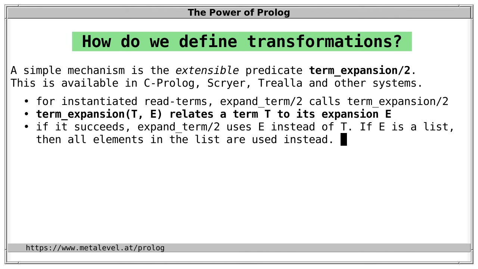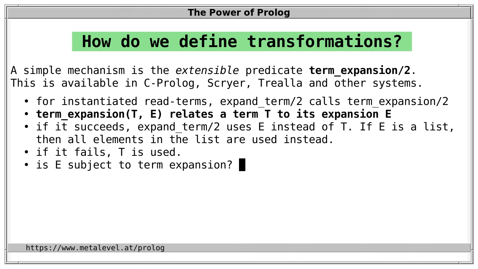And importantly, a term can also expand into several terms, because if E is a list, then all elements in the list are used instead of the original term. And if the call fails, then the original term T is used. Leaving the question from before, is the expanded term also subject to term expansion? Yes, in Scryer, Trailer and so on, but not, for example, in GNU-Prolog. So this is term expansion.